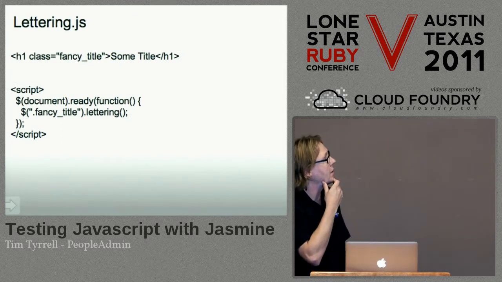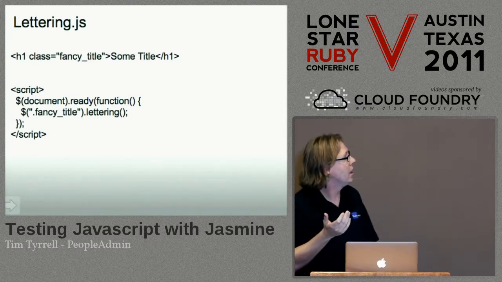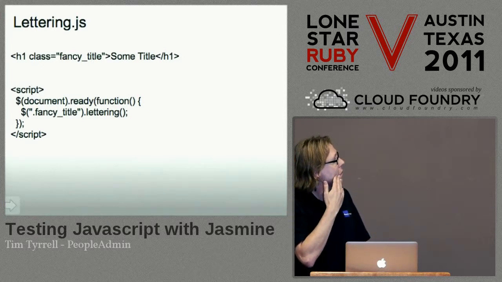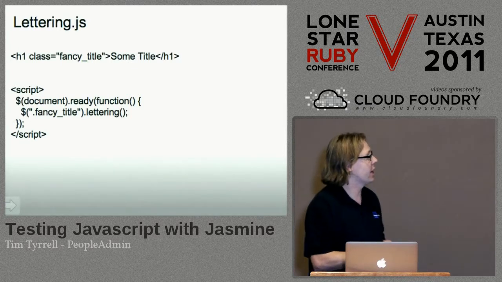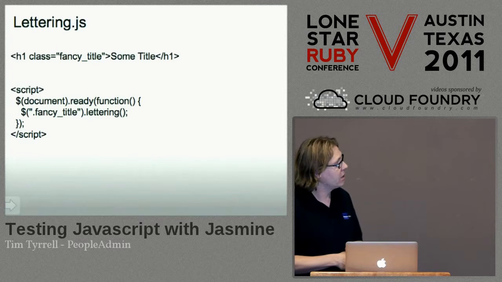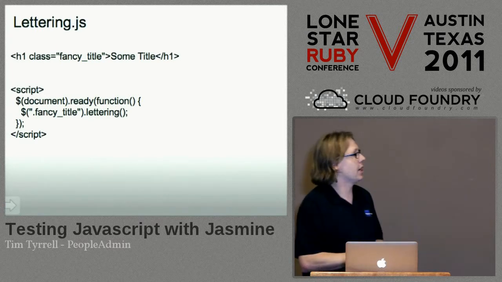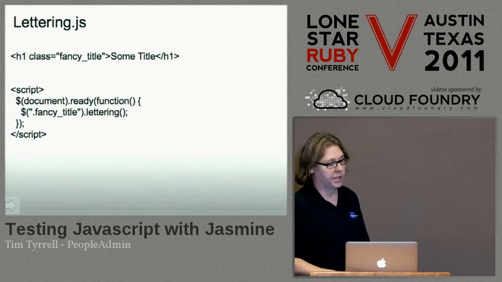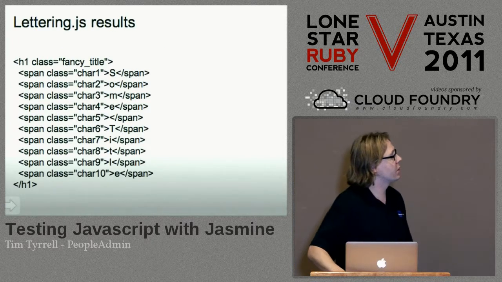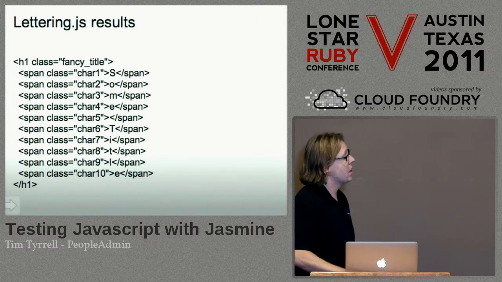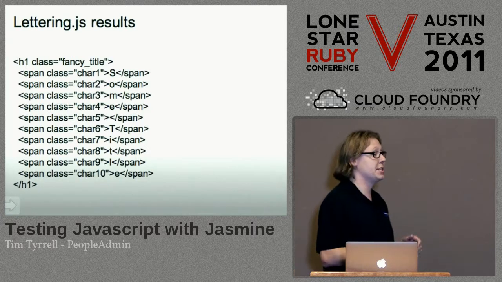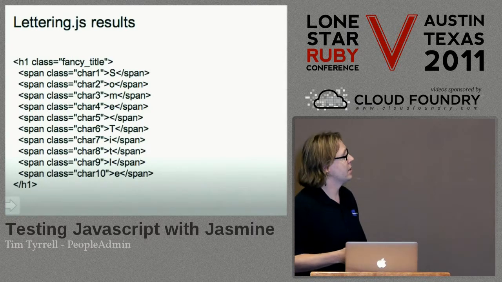Okay, so this is straight from the lettering.js website. You have a header with a class, right, with some text in it. We also have some jQuery set up to run lettering, the jQuery plugin, on whatever matches this selector, right? No big deal there, basic jQuery. The result of that is it grabs each char from that header and throws spans between them, so you can more easily manipulate the output.